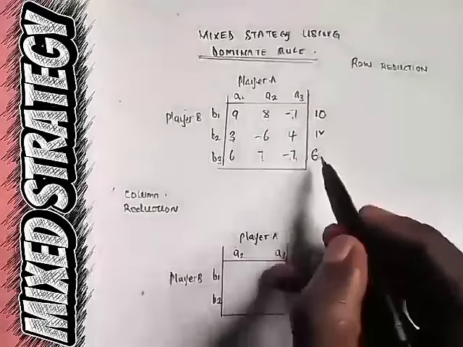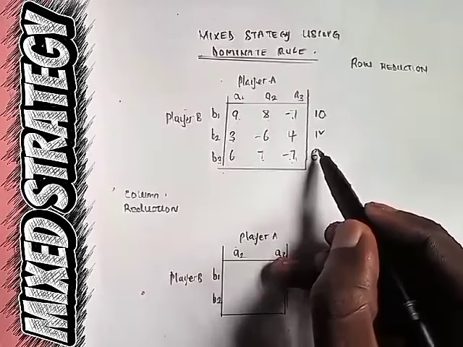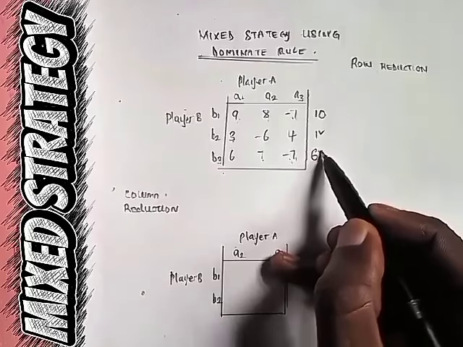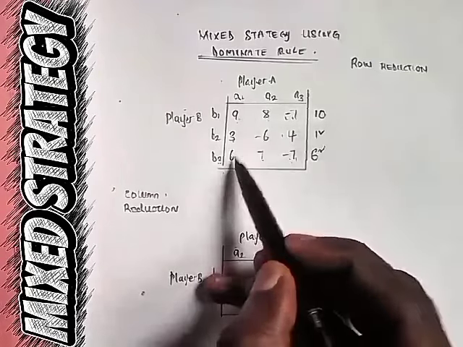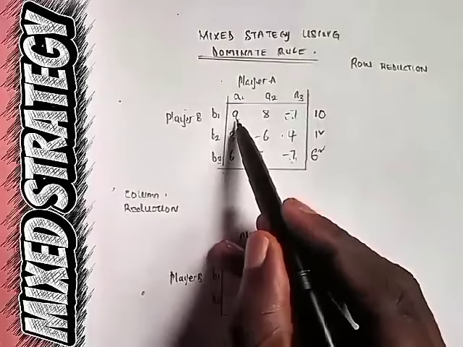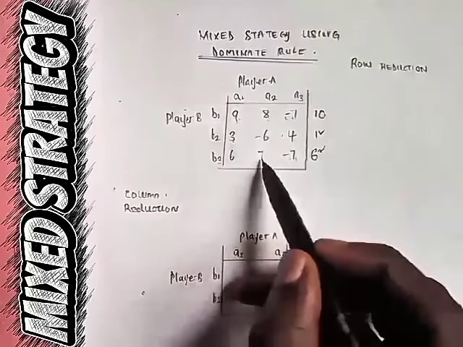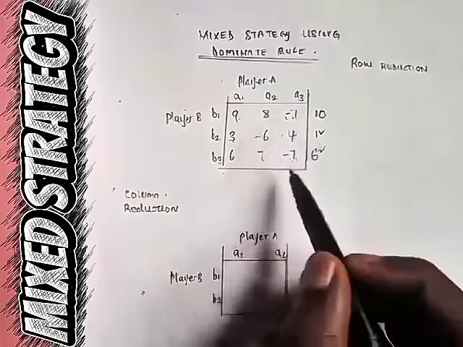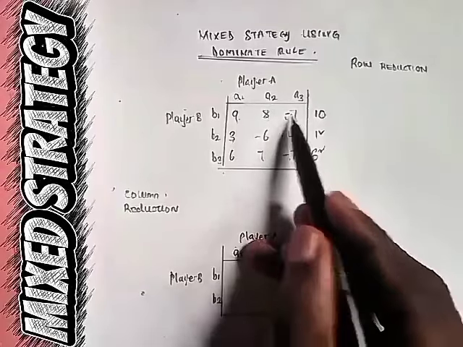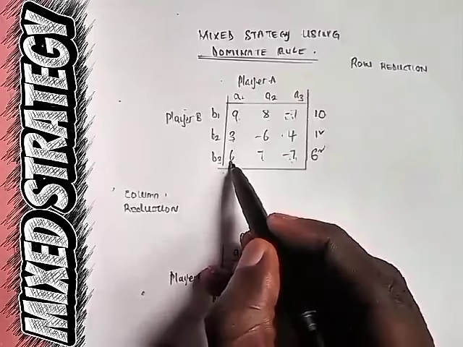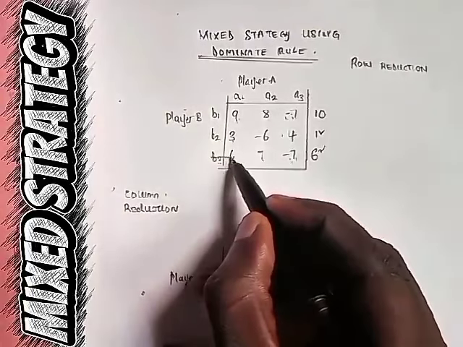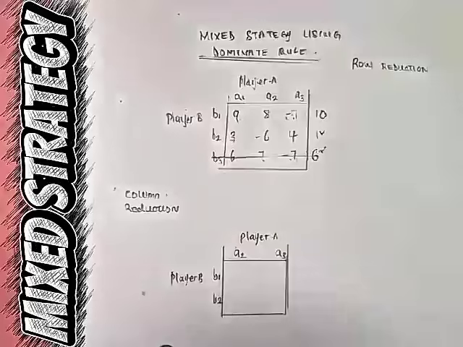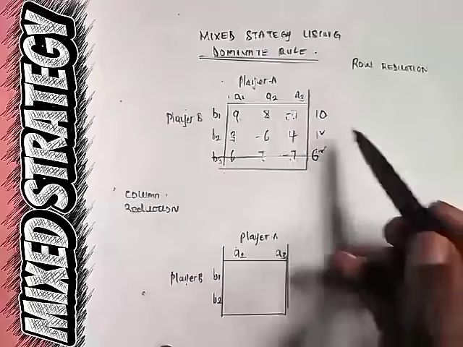So I'm going to select the next least number after 1, which is 6, which is the third row, then compare it with the first row and second row. 6 is lesser than 9, fine. 7 is lesser than 8, fine. -7 equals -7, which means the first row dominates the third row. So I'm going to cancel out the third row entirely because it has been dominated by the first row.